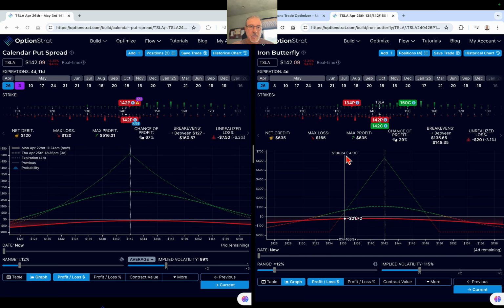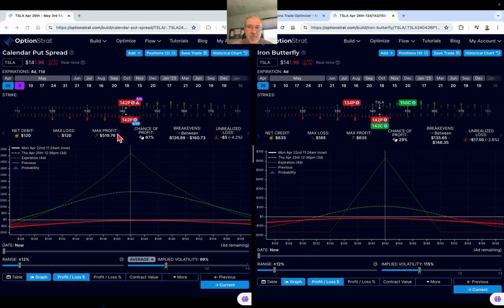But right here, the things that I want people to notice is this trade I put on for a debit. That is my max risk in the trade. My max profit is a potential 519. I'm not going to shoot for that. That would mean essentially that I would have to peg this at expiration at 142. That is highly unlikely to happen. But this is a good measure of reward to risk.